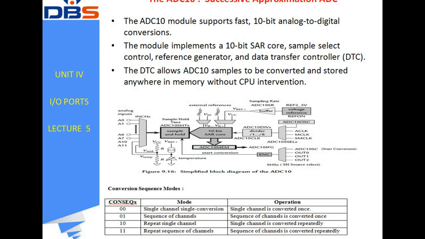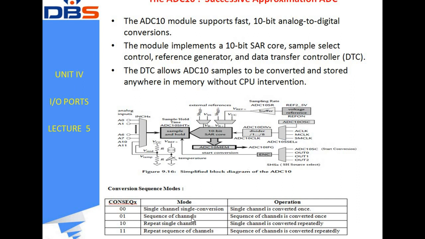Okay, so coming to the conversion modes, here we have 4 modes: mode 00, mode 01, mode 10, and mode 11. In mode 00, that is a single channel single conversion. It selects only one channel and converts only one conversion, that means the channel will be converted only once. Single channel is convertible once here.